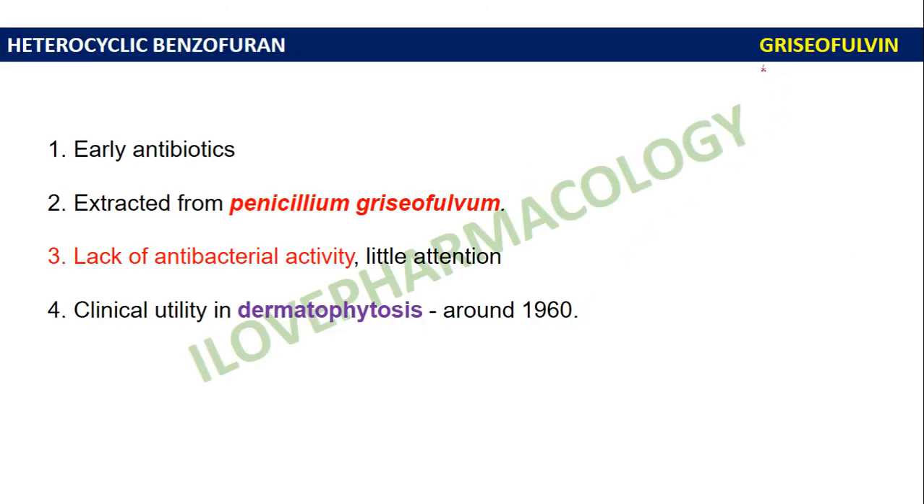As you know, Griseofulvin belongs to the heterocyclic benzofuran. It was discovered initially as an antibiotic, extracted from Penicillium griseofulvum. Because of its lack of antibacterial activity, less attention was paid to griseofulvin. It was around the 1960s that its clinical utility was discovered in the treatment of dermatophytosis.